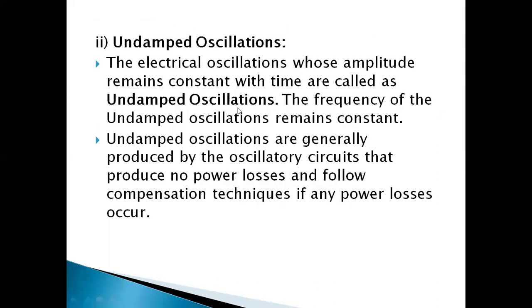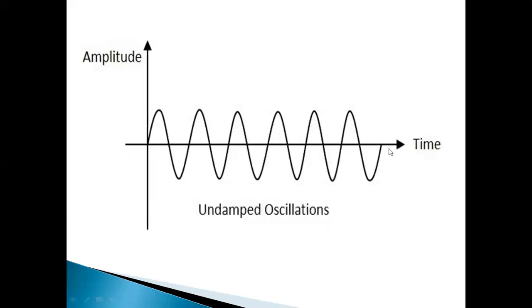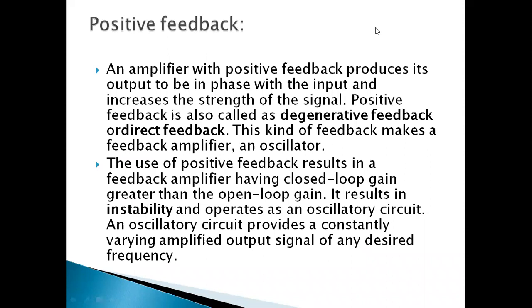Next one, undamped oscillations. Undamped oscillations are oscillations whose amplitude remains constant throughout the time, like this. If you observe the waveform, the amplitude is constant at any time instant. In these oscillators there is no power loss, and if any power loss occurs, we can apply some remedy or compensation techniques. And next one is positive feedback. Normally, oscillators use positive feedback.